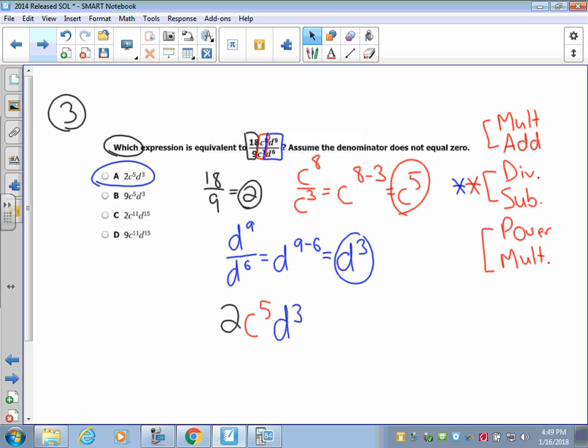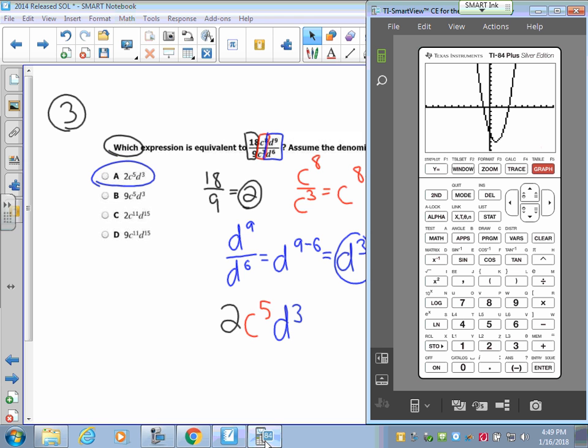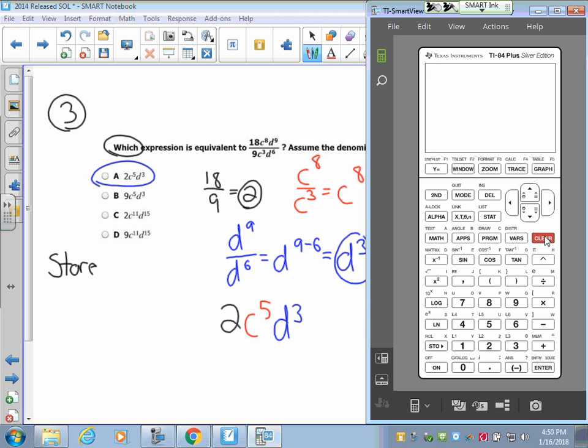Another way that we've gone over in class that you can check this by using the calculator is to use the storage button. So the storage button is found right above the on key, and we have to store some numbers. So if we take a look at what we have here, let's store, remember the numbers we don't want to store are 0 and 1. So let's just store c is equal to 2 and d is equal to 3.